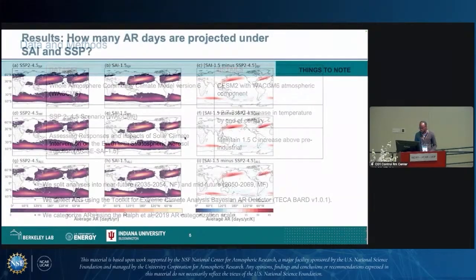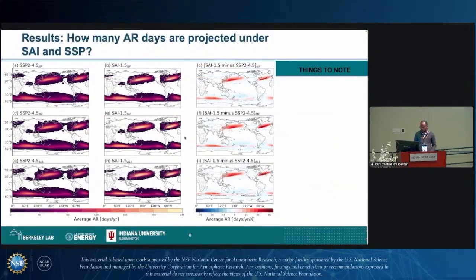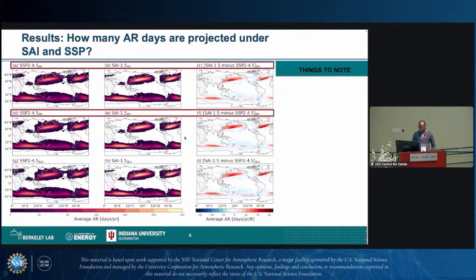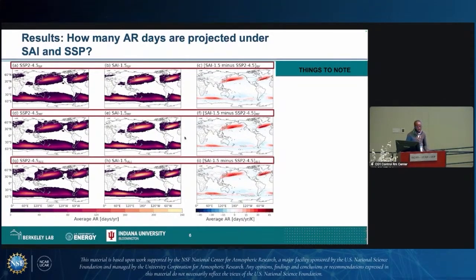Now let's look at some results, just to give us an understanding of what we are looking at. The first row is the near future, the second row is the mid future, and the last row is the entire duration, from 2035 to 2069. The first column is for the SSP experiment, the second column is for the SAI experiment, and the third column is the difference between the SAI and SSP atmospheric river days. What we are looking at here is atmospheric river days per year.